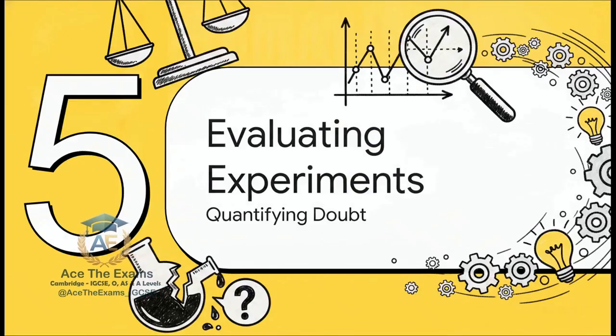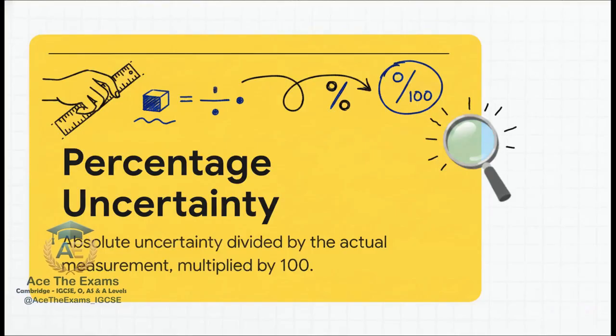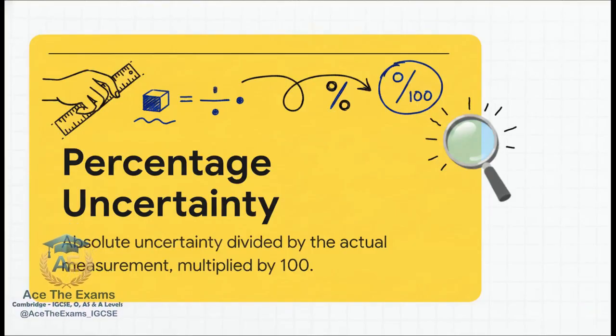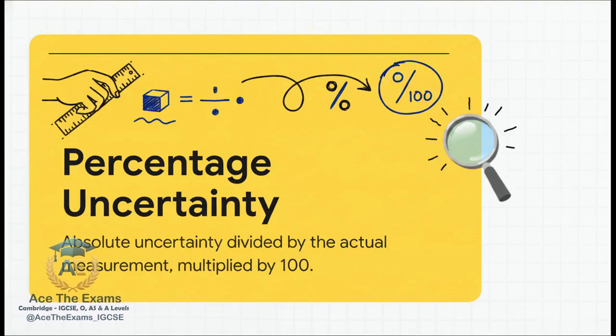And that brings us to Section 5, Evaluating Your Experiment. This is the final boss of Paper 3. This section is where the truly top-tier A-grade marks are earned. We have to start by mathematically quantifying our doubt using uncertainties. The precision of your instrument gives you your absolute uncertainty.